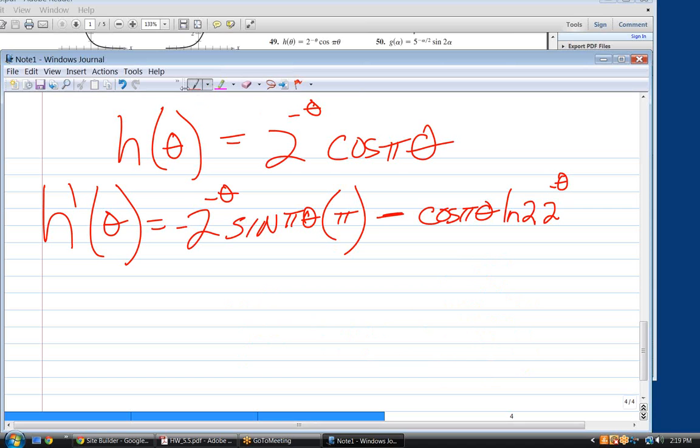Now, can we do anything with that? Let's see. I guess we can factor out a 2 to the minus theta. In fact, I can factor out a minus 2 to the minus theta, leaving behind a pi sine pi theta plus a natural log of 2.